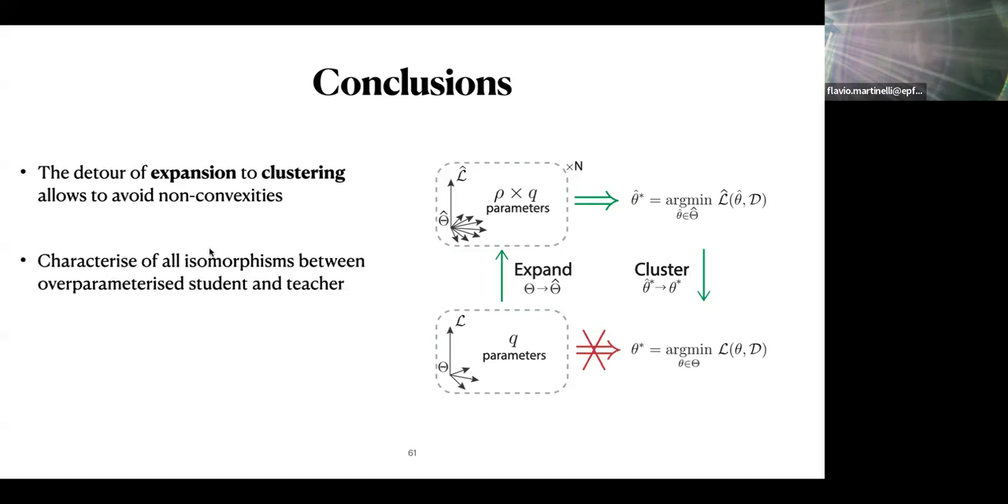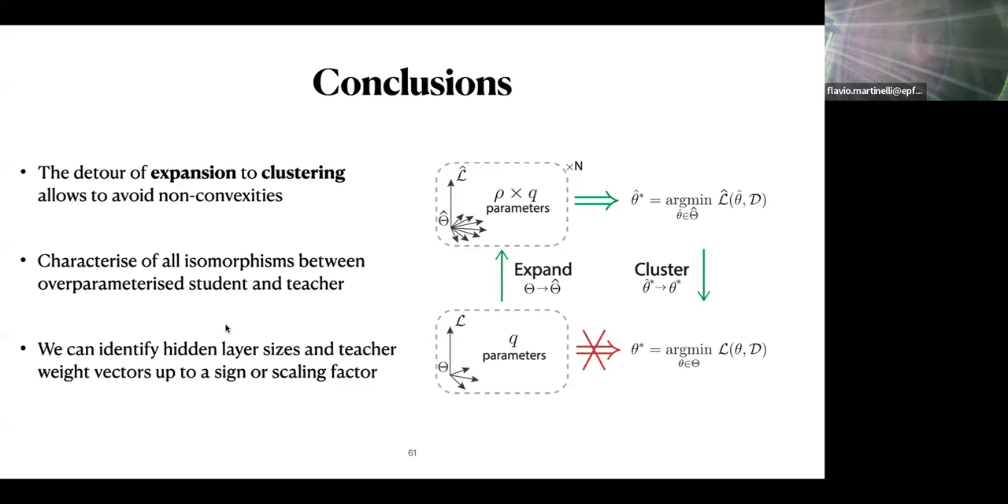And we also characterize in the paper all of the possible symmetries that I just briefly mentioned, to use isomorphisms between bigger students and smaller teachers. And then we can identify hidden layer sizes and teacher weight vectors up to a sign or scaling factor, depending on the activation function. And with this, I conclude.